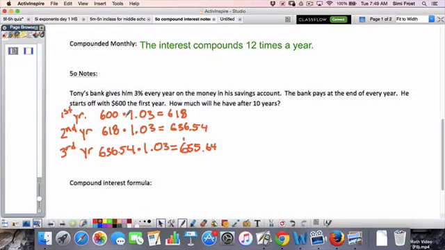Okay, well, you can see that this would be quite a long list if we want to get all the way up to 10 years here. And I have not given us that much room. So let's see if there's a pattern here. Let's see what's happening.